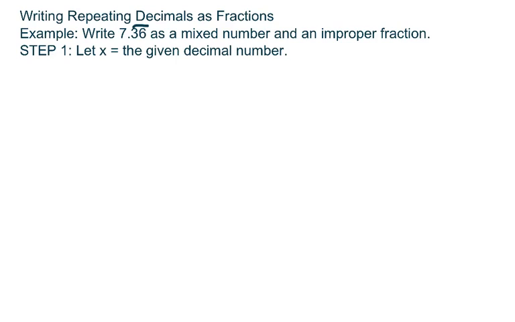In this video, we're going to talk about how to convert a repeating decimal into a fraction. And the way I see this, it's a 5-step process, which I'm going to show you with a couple of examples. Let's start with the number 7.36 with the 36 repeating. That's a repeating bar above the 36, as a mixed number and also as an improper fraction. So we're going to convert it to a mixed number and an improper fraction.